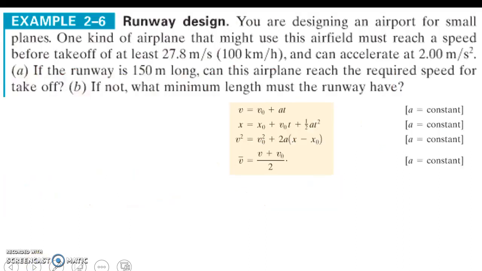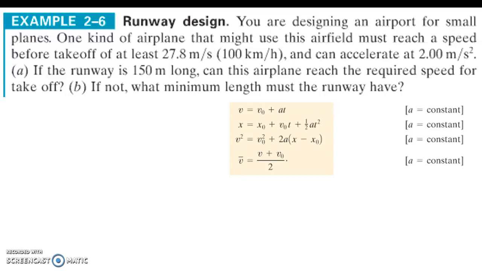So, first problem. You're designing an airport for small planes. One kind of airplane that might use this airfield must reach a speed before takeoff of at least 27.8 meters per second and can accelerate at 2 meters per second squared. If the runway is 150 meters long, can this airplane reach the required speed for takeoff? If not, what minimum length must the runway have?